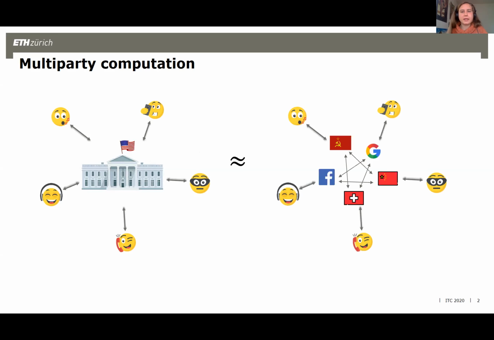So what the users do instead is to distribute the trust between many parties who run some sort of distributed protocol. And here the guarantee is that as long as not so many of the parties are corrupted, this is just as good as this ideal trusted third party.